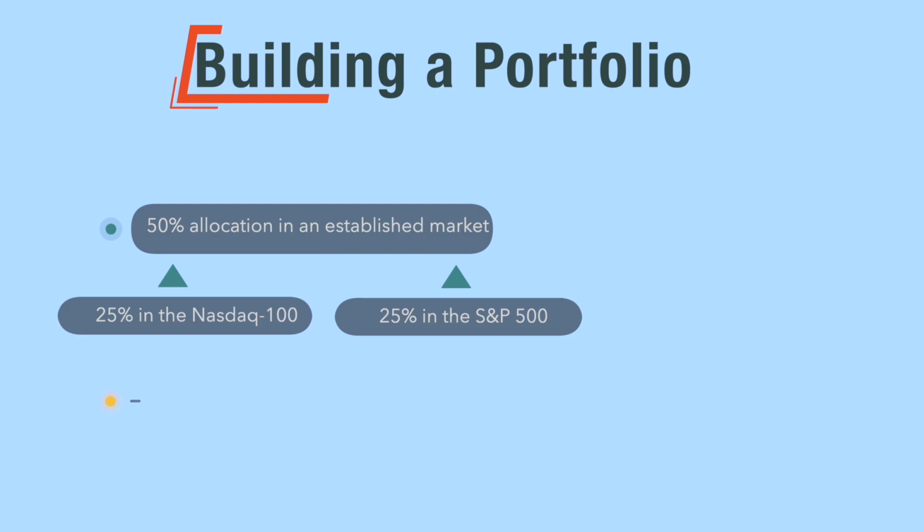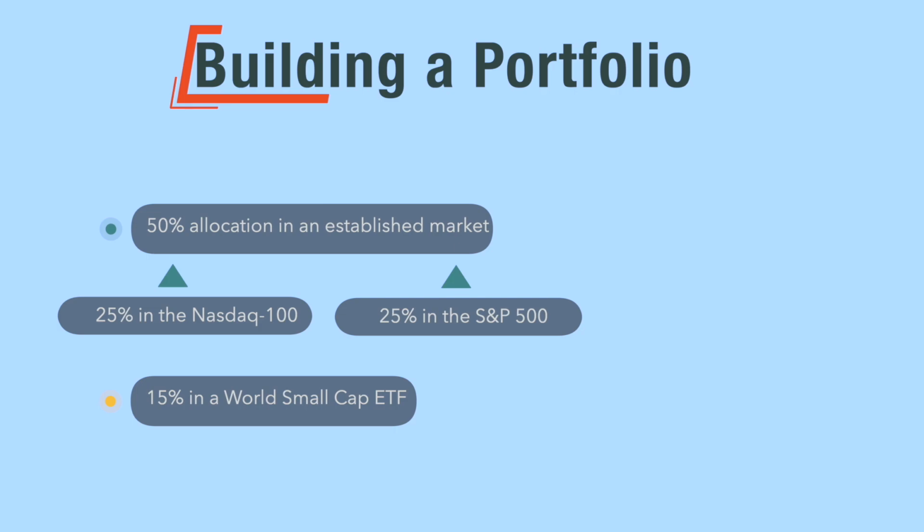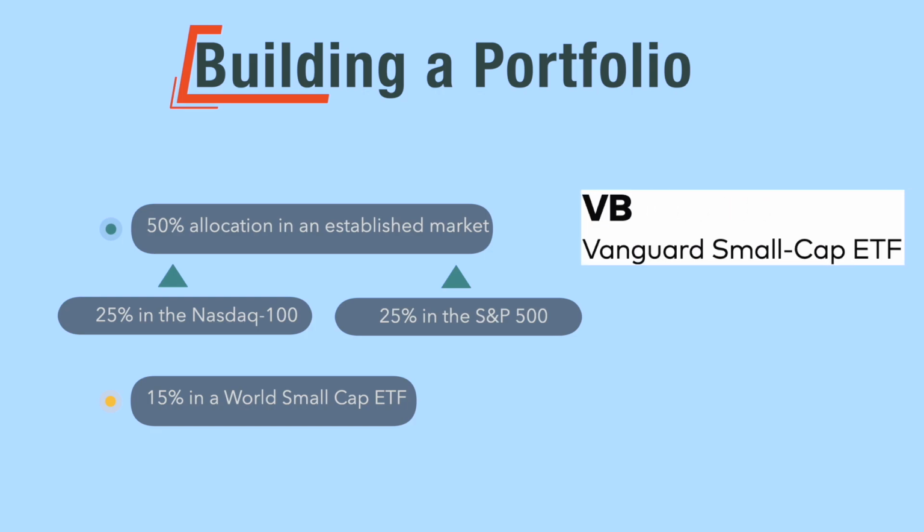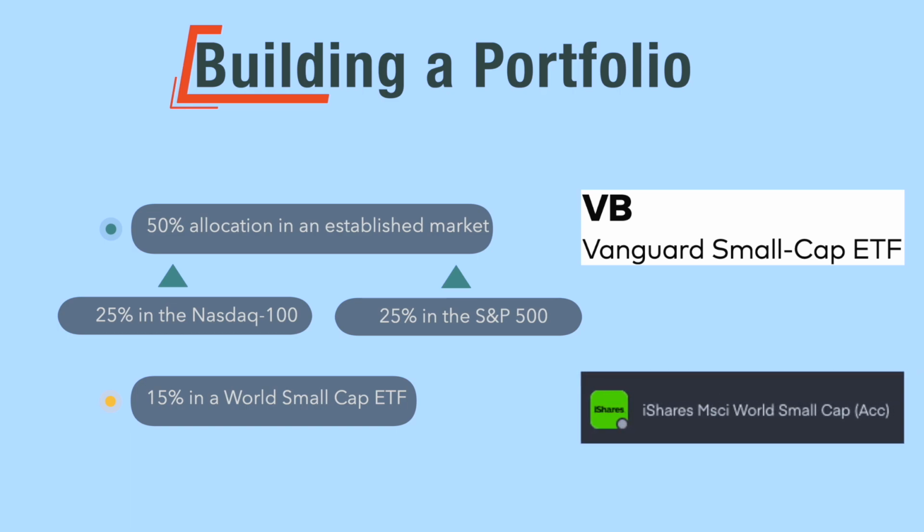Going further, you can put 15% in a World Small Cap ETF. Small cap companies have a higher growth potential than larger ones, and this is a no-brainer. I can recommend the Small Cap ETF from Vanguard, but you can only buy it if you are in the US. If you are outside the US, I can recommend the Small Cap ETF from iShares.